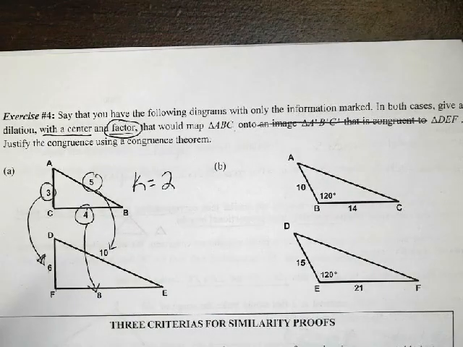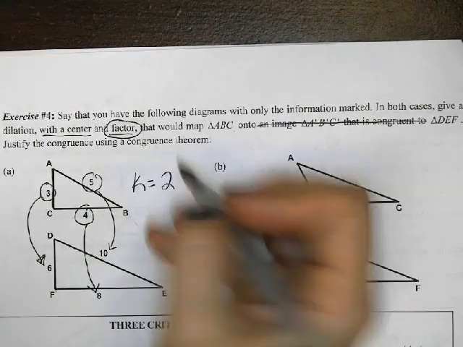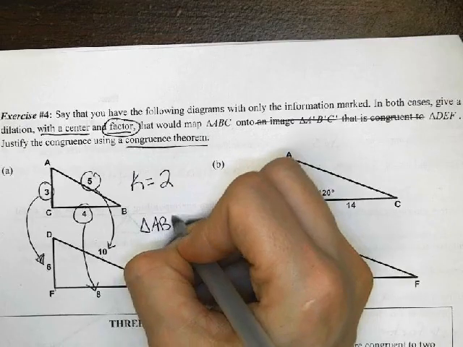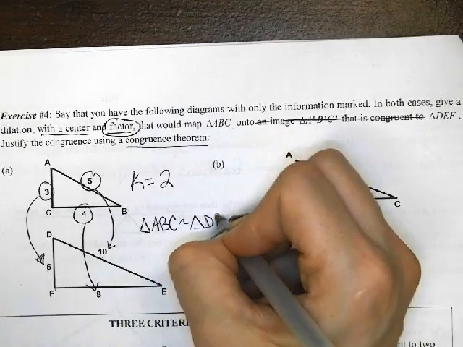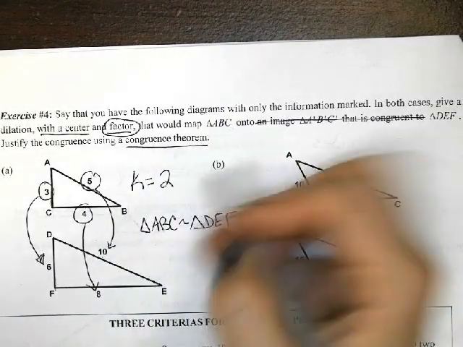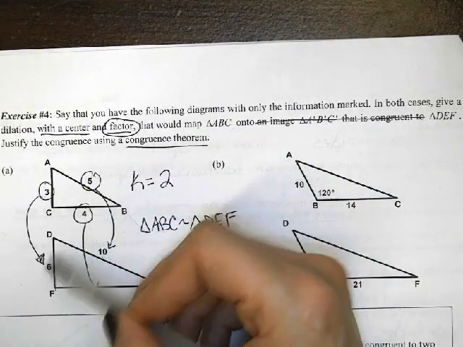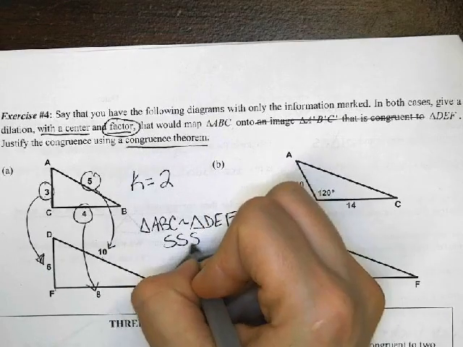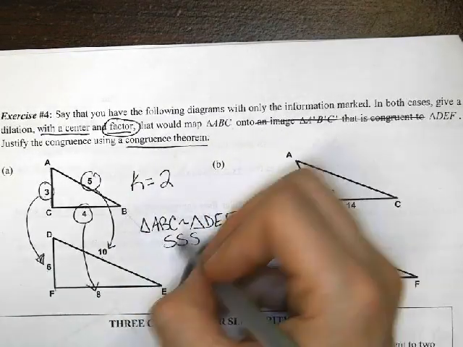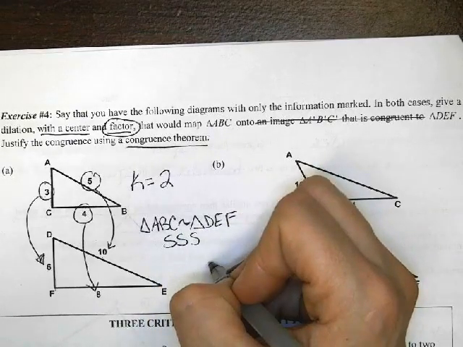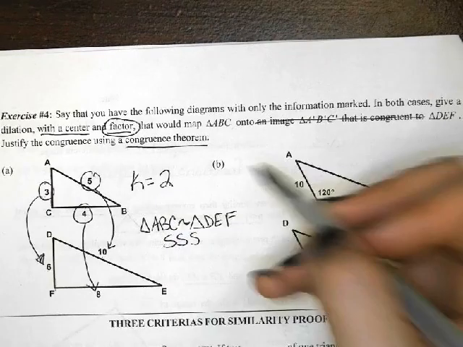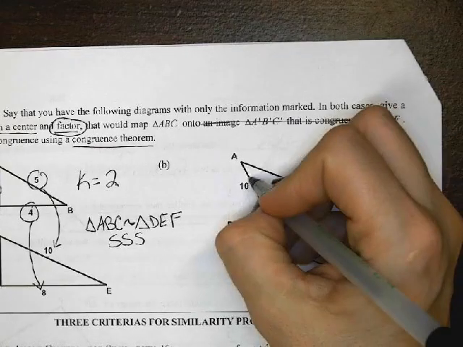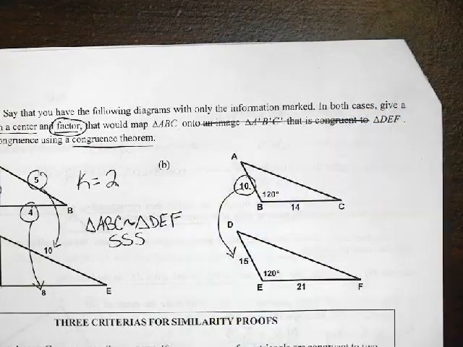The theorem, though, that I need to prove that would map onto this, so I need a congruence theorem. Triangle ABC would be similar to triangle DEF. How do I know that? Side, side, side. All the sides were multiplied by 2, so the theorem would be side, side, side. But it's not that they're equal, it's that the sides are similar because they were all multiplied by a scale factor of 2. Now if I do B, the scale factor isn't as nice. You can't figure out 10 times what is 15? I don't know.